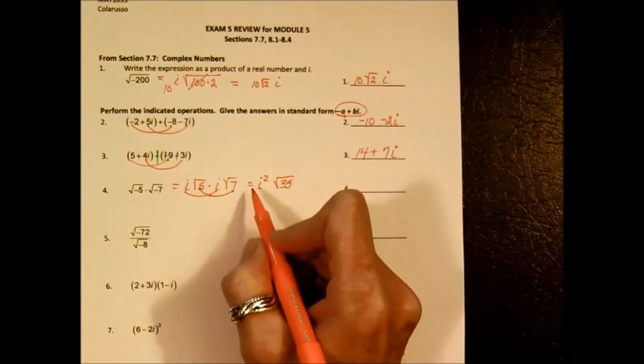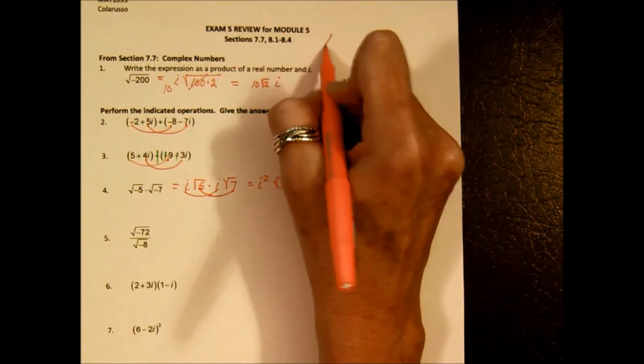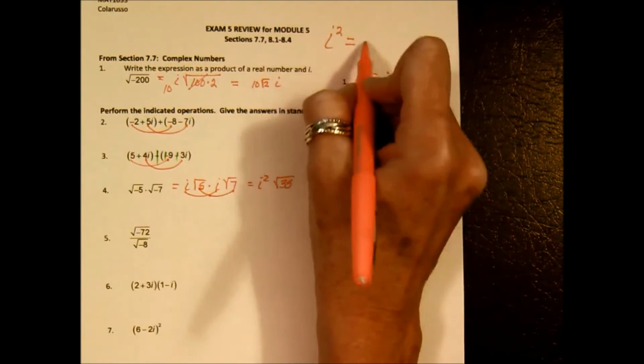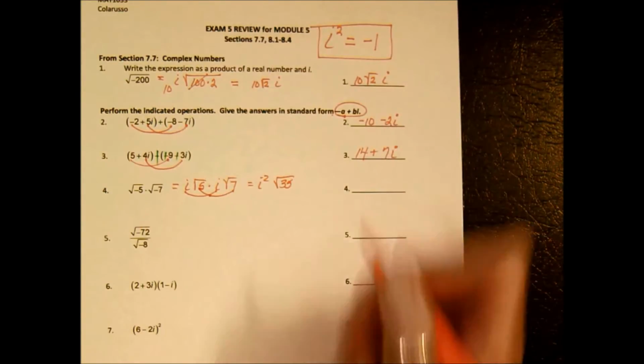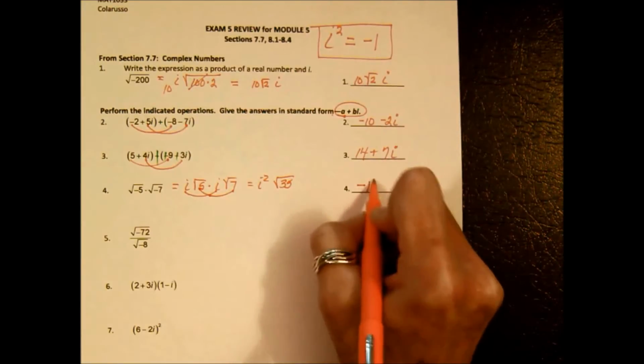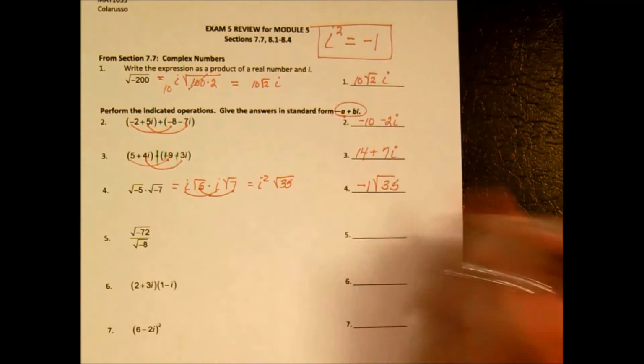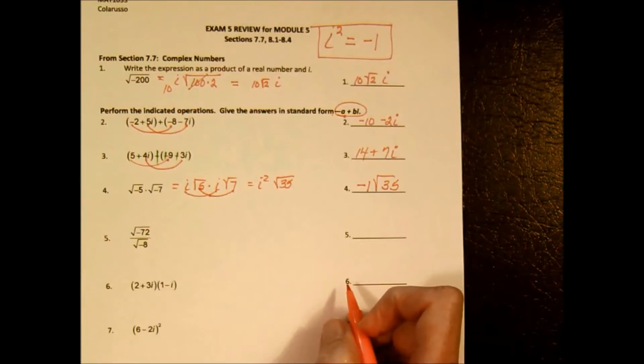But we know that when we're talking about complex numbers, i squared always has to be replaced with negative 1. You don't leave an i squared. So that gives us negative 1 radical 35, or if you prefer, just negative radical 35.